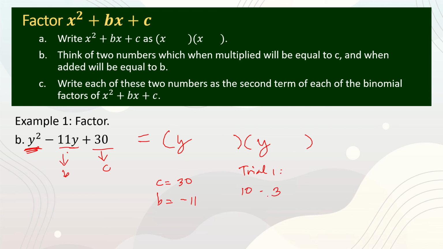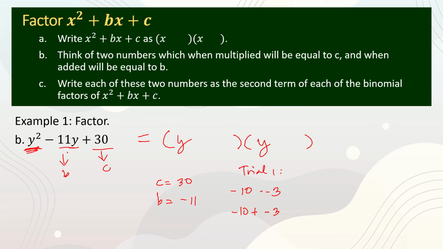But again, hindi pwedeng positive lahat. Because when we try to add them, it will result to a positive number as well. But the B here is negative. So perhaps you can explore using negative 10 times negative 3. Negative times negative is positive. So negative 10 times negative 3 is positive 30. That's correct. But let's figure out what happens when we add them.